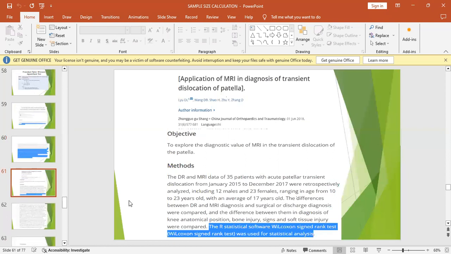Now, this is another article whose title is Application of MRI in Diagnosis of Transient Dislocation of Patella. The objective of this study is to explore the diagnostic value of MRI in the transient dislocation of patella.